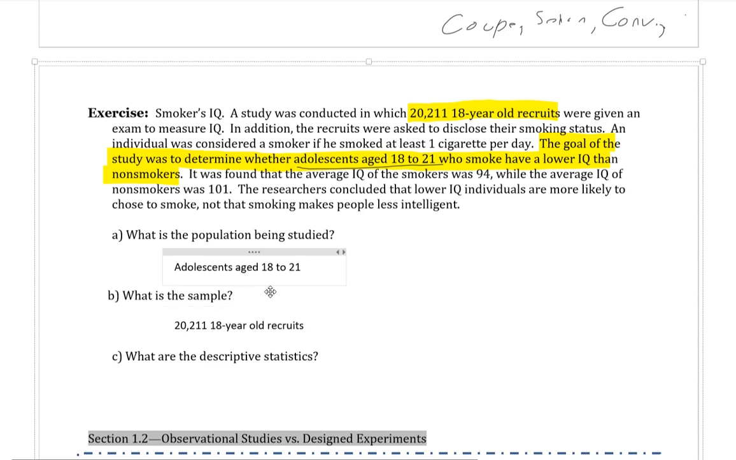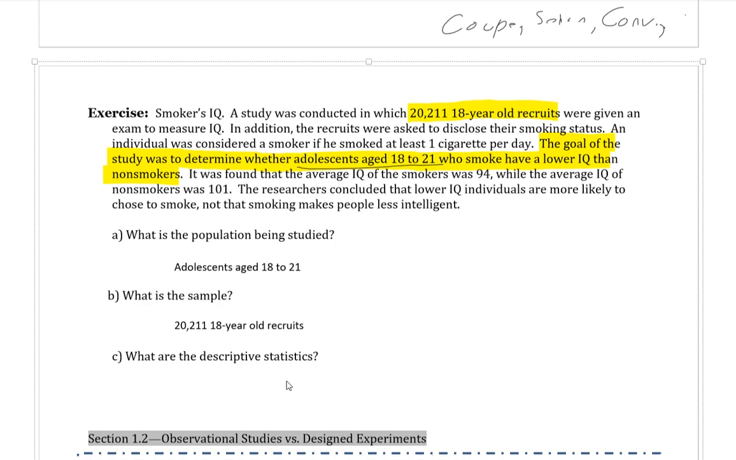That's not really a good sample to describe the population, at least in my mind. If the population was trying to be all adolescents aged 18 to 21, why did they study only 18-year-old recruits? That means that they missed all individuals aged 19, 20, or 21. Yeah, the sample is really large, but that's not necessarily the best thing either. We'll talk about later on in statistics in general that sometimes large samples can muddle the results of the study.